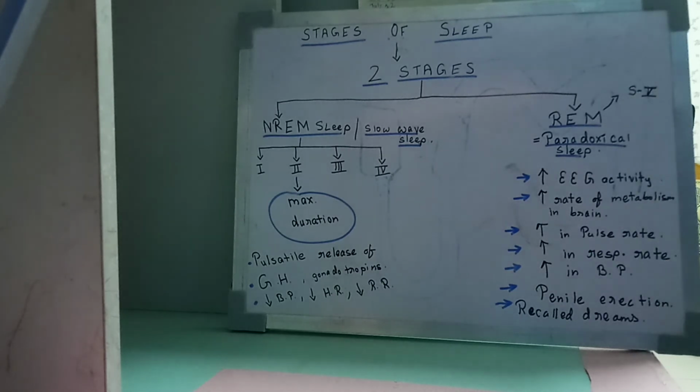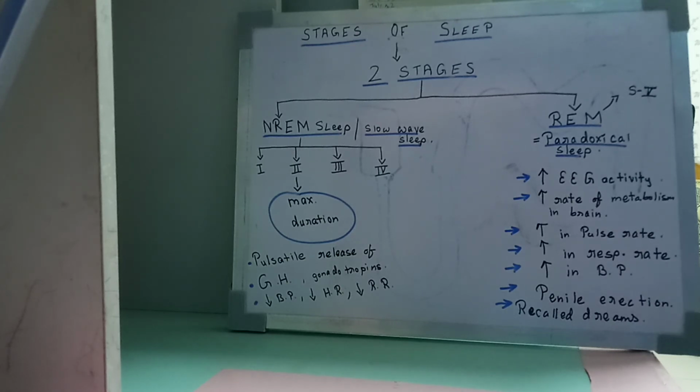So now let's go for a quick revision before I end my video. We have two types of sleep, non-REM and REM. Non-REM is divided into four stages, 1, 2, 3, 4. Stage 1, loss of alpha waves and predominance of theta waves. Stage 2, maximum duration, sleep spindles and K complexes are seen in this stage. Stage 3, the sleep deepens and there is appearance of delta waves. Stage 4, deep sleep and predominance of delta waves. In non-REM sleep, parameters like blood pressure, heart rate, and respiratory rate go down, with pulsatile increase of gonadotropin and growth hormone.